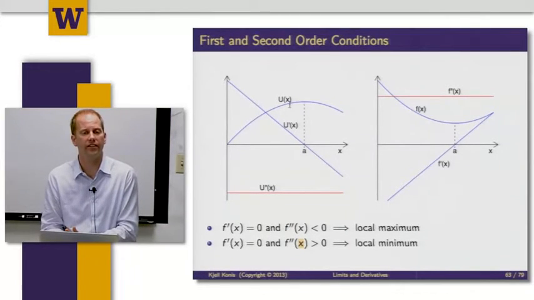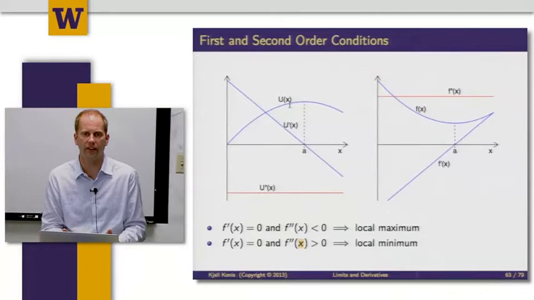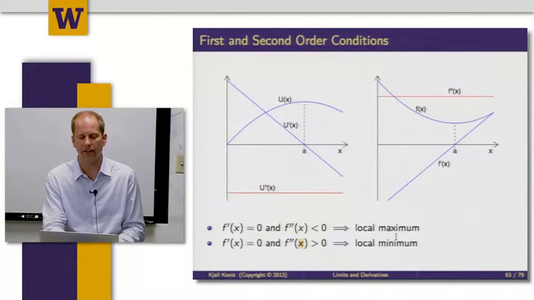The first order condition says the derivative has to be equal to 0. The second order condition says second derivative less than 0 gives me a local maximum, and second derivative greater than 0 gives me a local minimum.